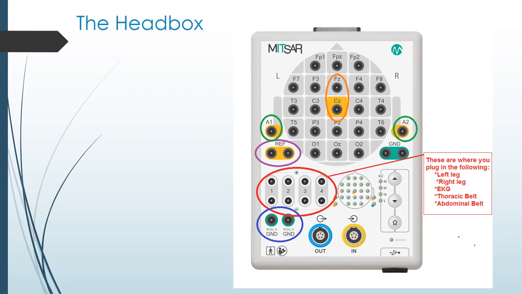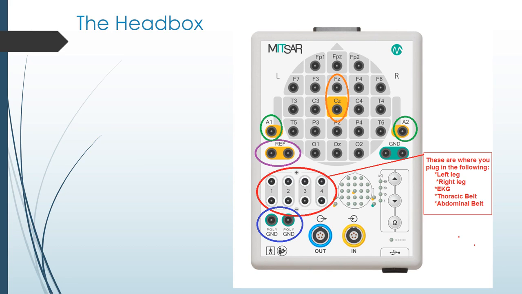Okay, so here's a picture of our head box. Once you get your patient all hooked up, you're going to plug your electrodes into a head box, and it could be a head box similar to this. It could also be a head box that looks totally different. Every computer system has a different type of head box, so you have to just adapt to your environment. But I do want to point a couple of things out.